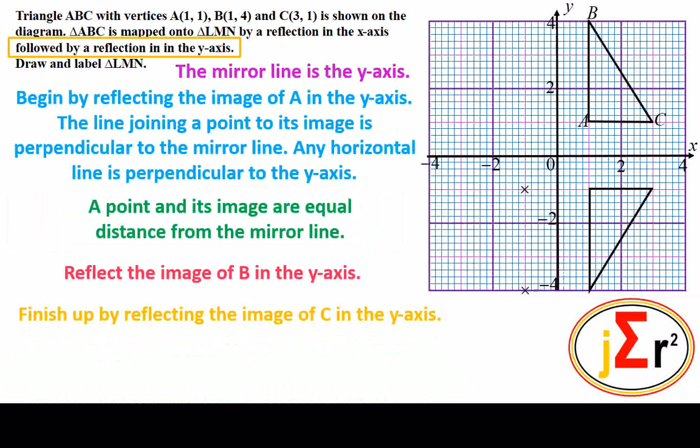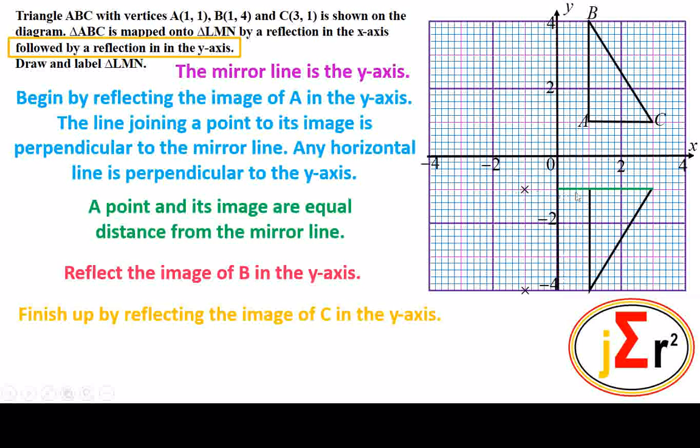Then we will reflect the image of C also in the same manner. And we have right there the line segment going from C to the mirror line, which is horizontal and has to be perpendicular to the mirror line, therefore. Then we have 1, 2, 3 units, but we don't need to check, because on this occasion we are just replacing the line segment on the other side of the mirror line.